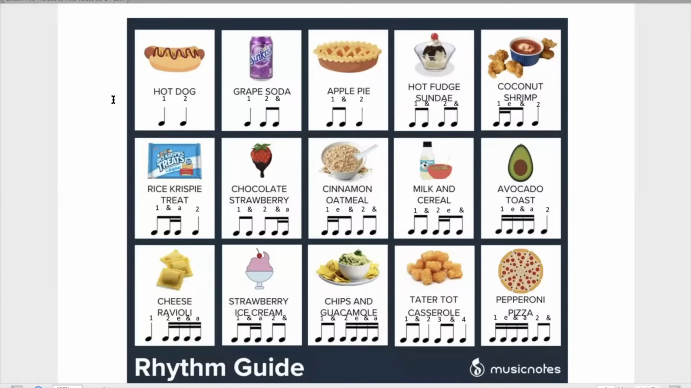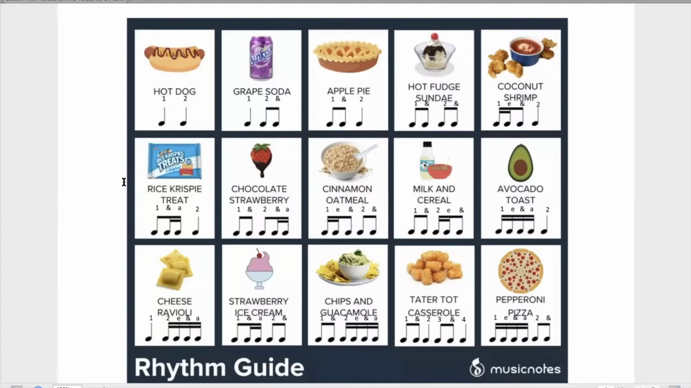Now for hot fudge sundae, you will note that each count actually has 2 eighth notes. Hot fudge sundae, 1 and 2 and. Now we come to a little bit more trickier part of this line. Coconut shrimp, 1 E and 2, 1 E and 2, coconut shrimp.